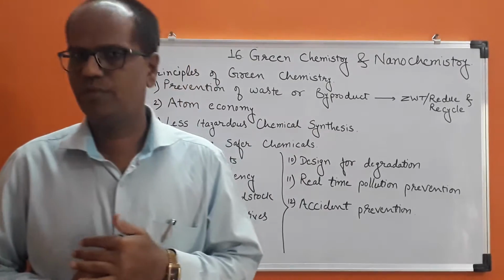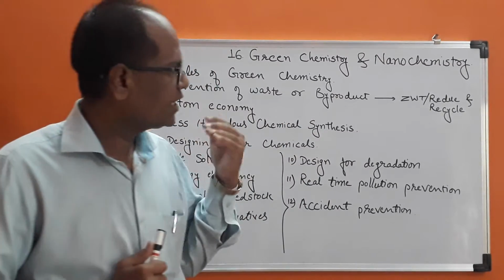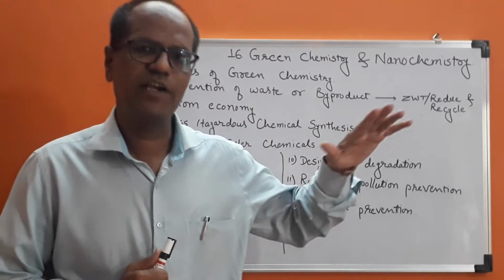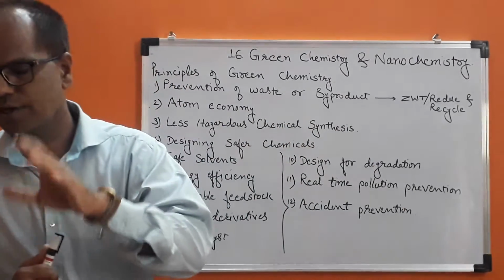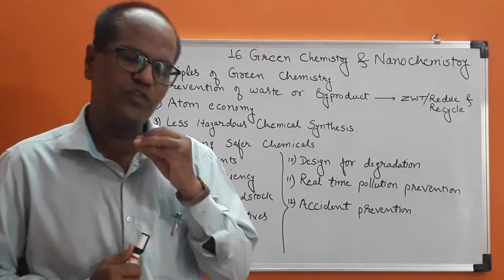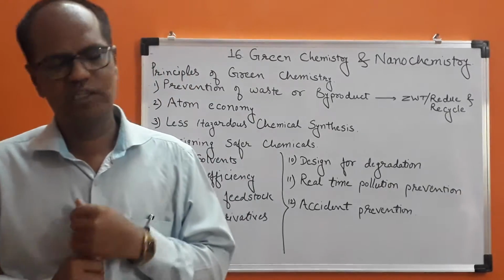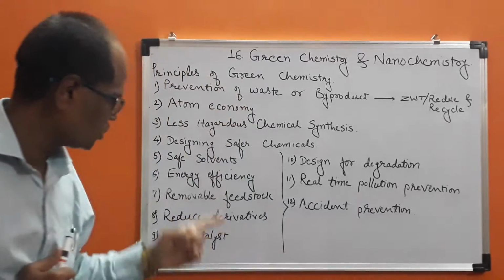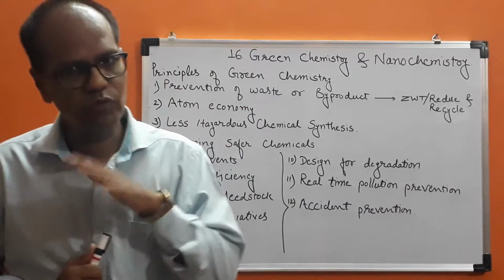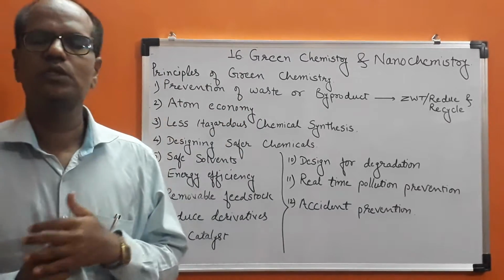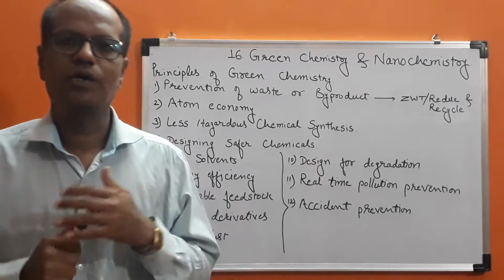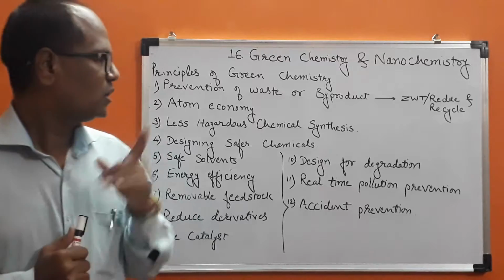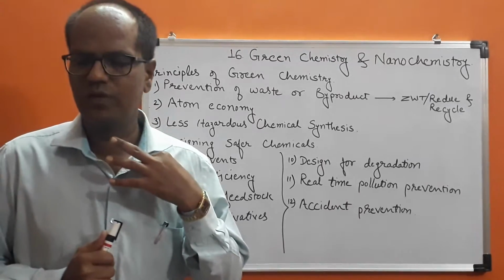So far as green chemistry is concerned, green chemistry is nothing but the environmental friendly chemistry. Green chemistry is based upon 12 principles. What are those 12 principles? These are those 12 principles. If you follow these 12 principles, then we follow green chemistry. Let us see one by one the 12 principles of green chemistry.